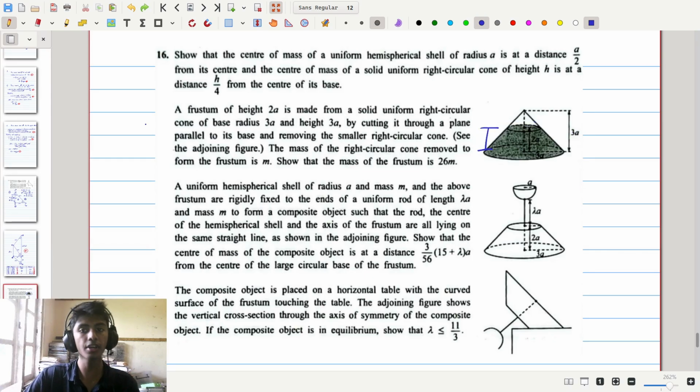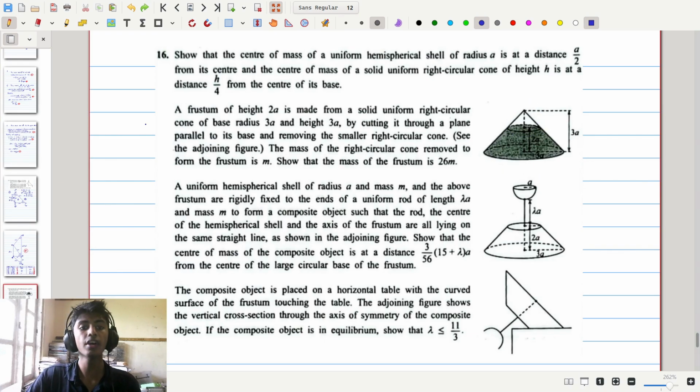So it says the mass of the right circular cone removed to form the frustum is m. Given this, it says show that the mass of the frustum is 26m. So basically the mass of the entire cone here was 27m, and when we remove the top part which has a mass of m, we're left with 26m. So we need to show that it's 26m.